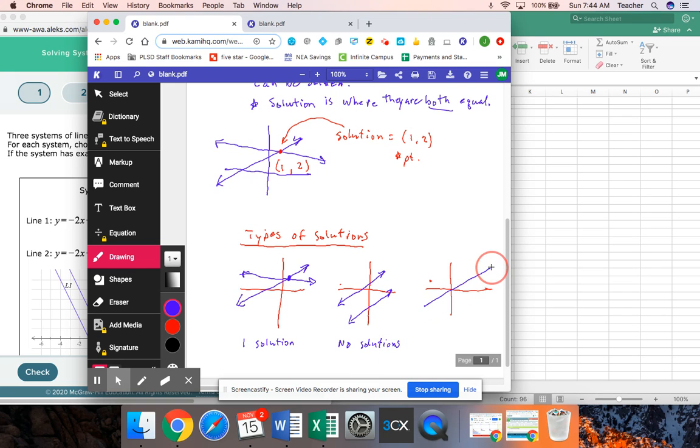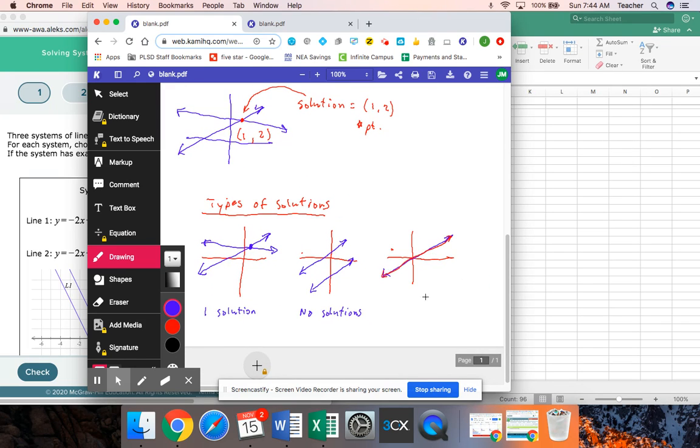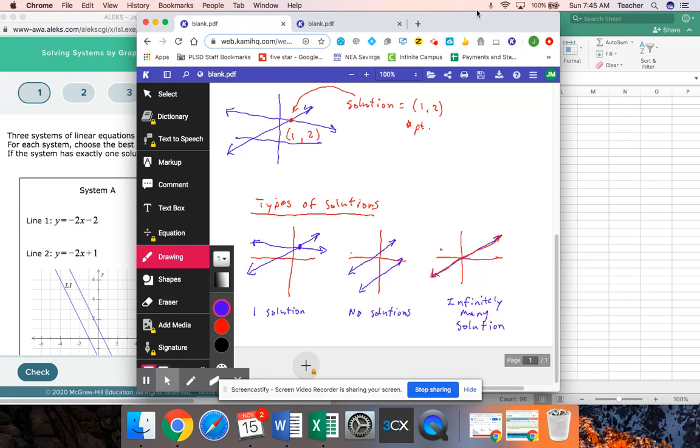I could have a line that does this, and I could have another line, and I'm trying to make it land right on top of it. That's my intent. So 2 lines that are basically the same. They may be written in a different format, but they are the same line. If I have that, then I have infinitely many solutions. Infinitely many. And I have infinitely many solutions because, again, a solution is where they are the same. Well, if they're always the same, then there are infinitely many solutions.